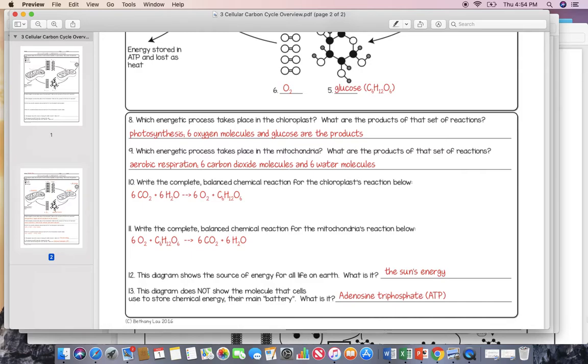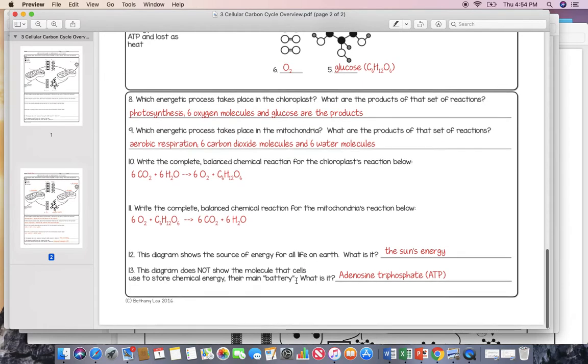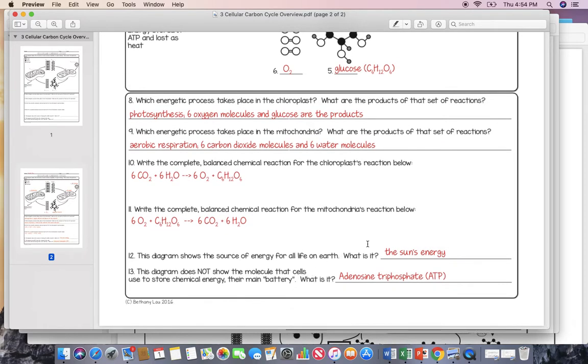Okay, number 11 is the opposite, because remember, when we are doing cellular respiration, it is the opposite of photosynthesis. So we have 6 O2 plus C6H12O6 yields 6 CO2 plus 6 H2O. This diagram above shows the source of energy for all life on Earth. What is it? The sun's energy.